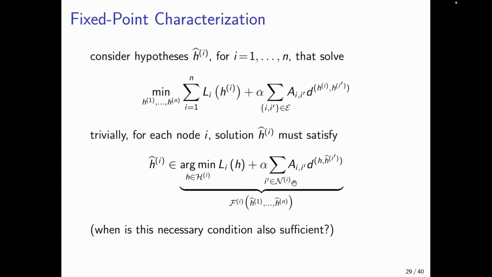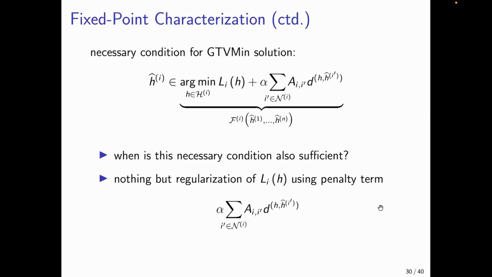Yeah, let this sink in. This is also a nice optional extra task. So maybe until the next lecture, you could think about criteria, or under which conditions or requirements on the loss functions and this discrepancy measure, this fixed point characterization is also sufficient for the solutions of GTV-min. Okay, but let's be happy now with what we have.